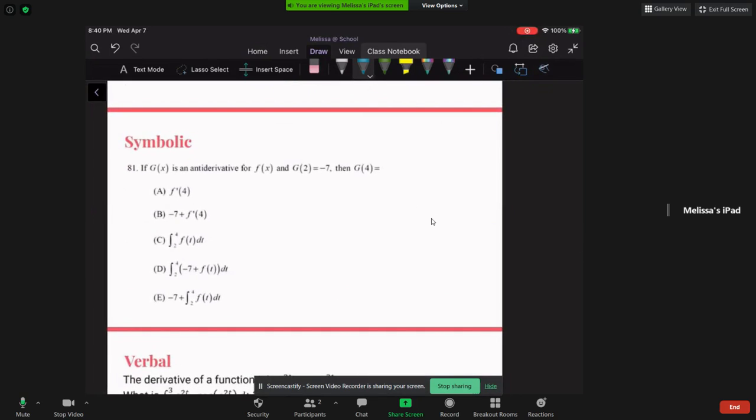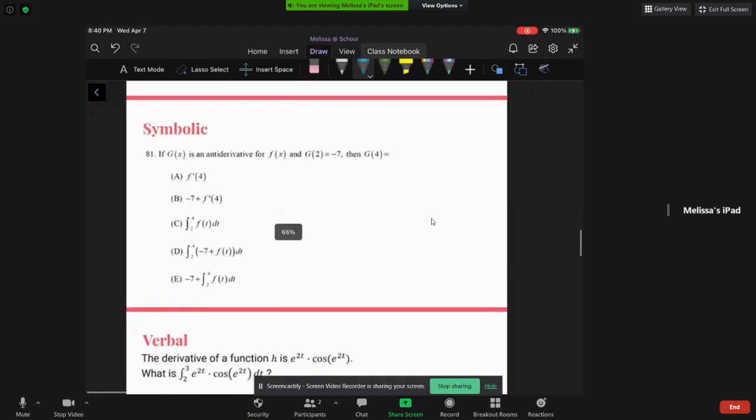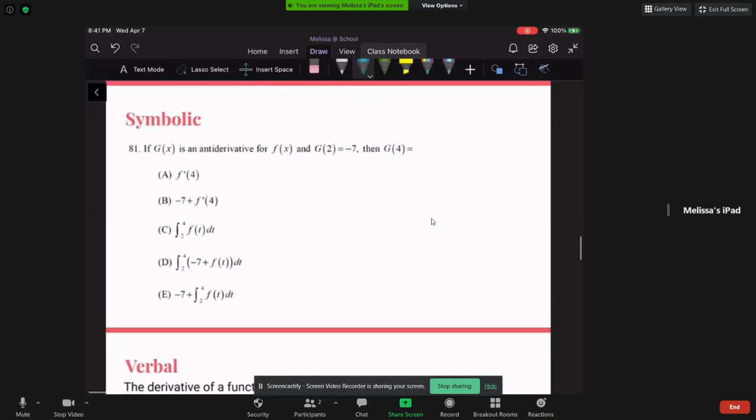For this next one, g of x is an antiderivative for f of x. g of 2 equals -7, and we're looking for g of 4. Saying that g of x is an antiderivative for f of x really means that g prime of x is equal to f of x, because g of x is the antiderivative. So if I take the derivative of g of x, I would get f of x.